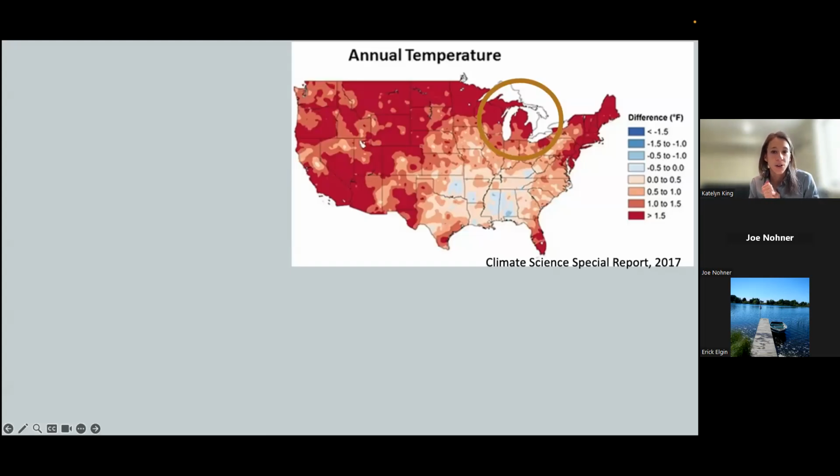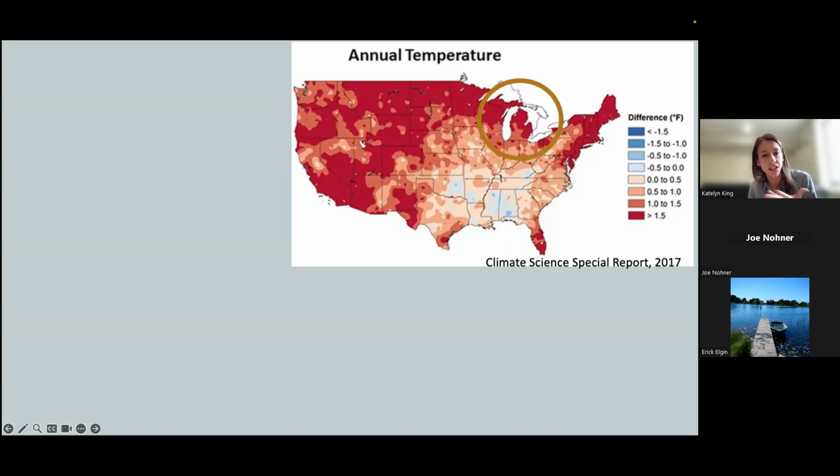So first of all, we've seen over the past around 70 years increases in air temperatures, especially in the Midwest. So this map just gives you a quick overview of change in temperatures across 70 years from the Climate Science Special Report. And you can see I've highlighted Michigan there. So Michigan is mostly that dark and light colored red, which show increases in air temperatures over time.